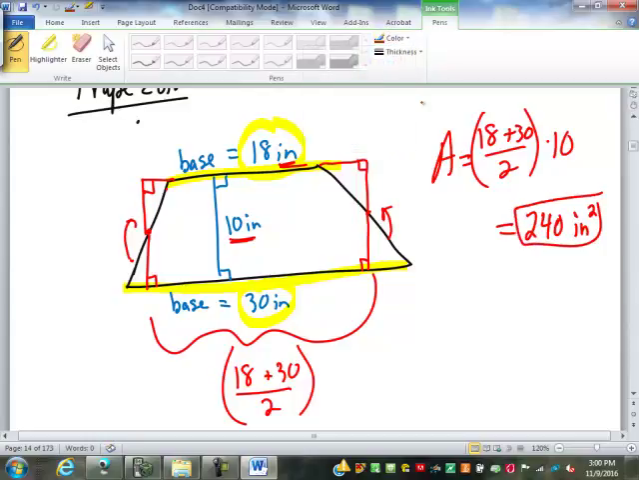So the generic formula here, the area of a trapezoid, is the little base plus the big base divided by 2. In other words, the average of the bases times the height.